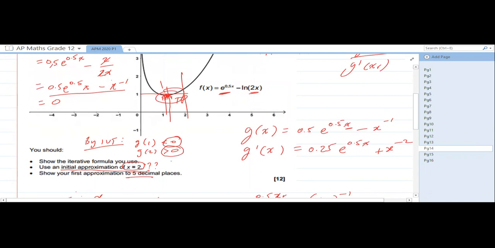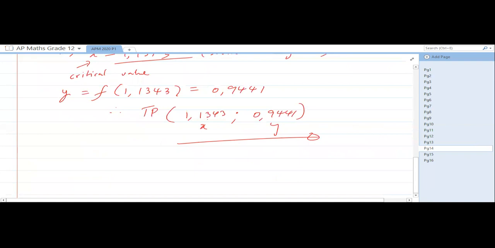So you can just choose the x value as 1.5. So a better starting value should have been 1.5, to minimize the iterations. But since they gave us x equal to 2, no problem. We can use Newton's method to get our answer. So our solution ended up being 1.1343 and 0.9441, which is the turning point of f of x.